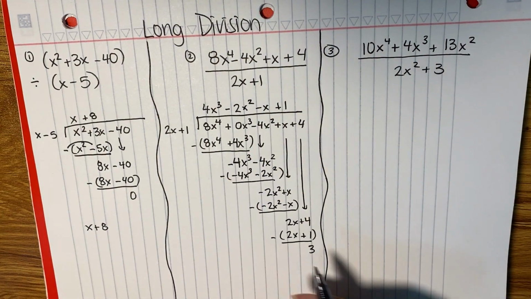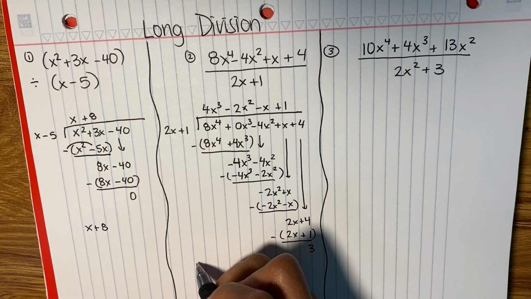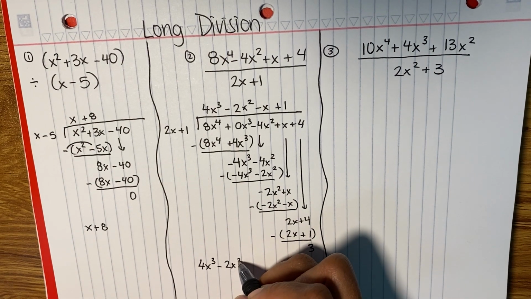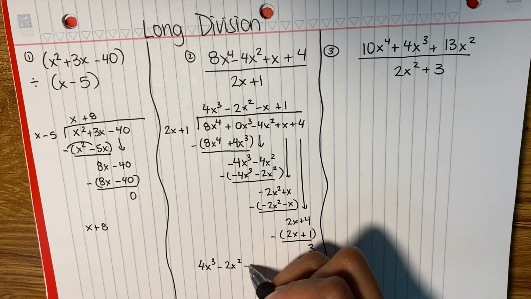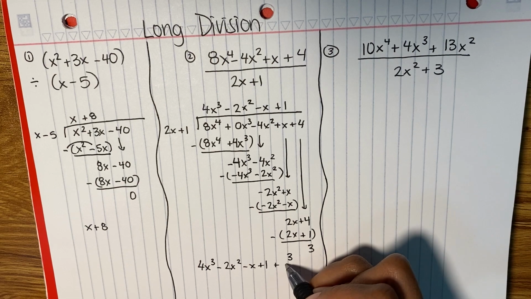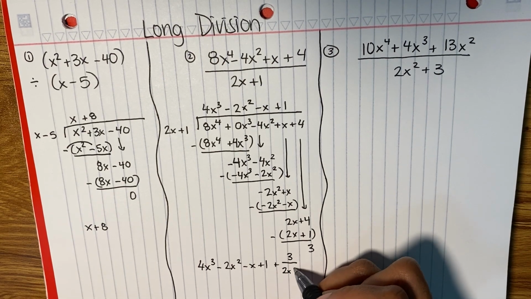So in the case of polynomials, you're going to do the exact same thing we did in the warm-up. 4x cubed minus 2x squared minus x plus 1, plus take that remainder and put it over the divisor.